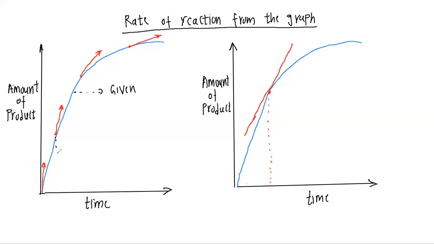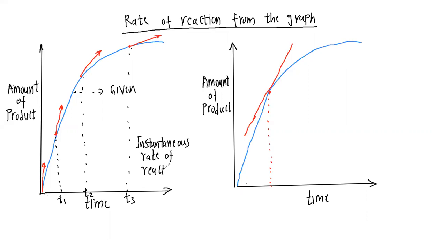For example, let's say this is some time t1, some seconds maybe, this is t2 and so forth. Okay, this is let's say t3. So how to find out the rate of reaction at that given time? What we call this is the instantaneous rate of reaction.